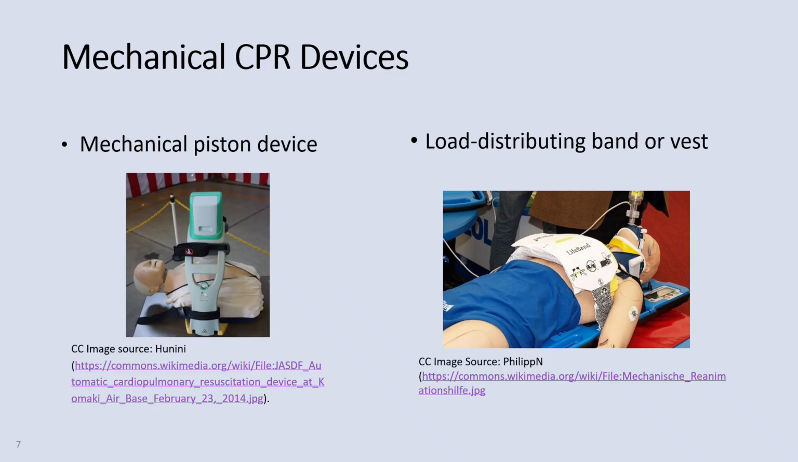The devices seen here are mechanical CPR devices. The device on the left uses a piston to deliver chest compressions, while the device on the right uses a load distributing band that squeezes the chest and provides mechanical circulation. If available, these devices may be used during transport to the hospital.